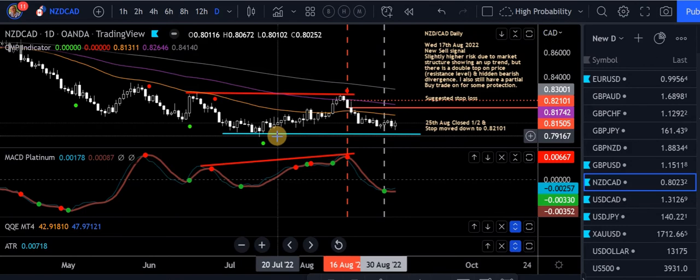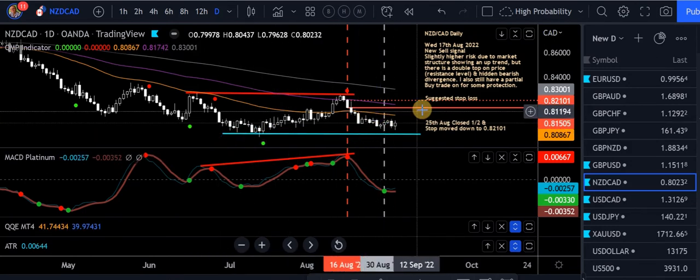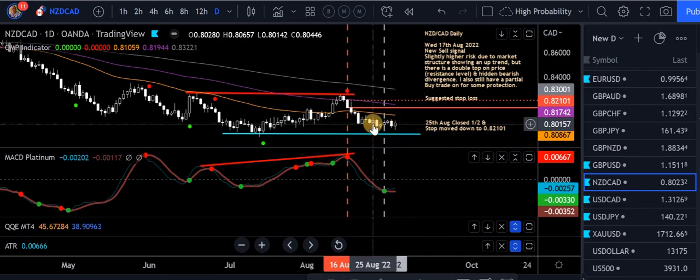This one might be one that's getting tightened up soon. Can't seem to break this low here. We've moved the stop, 25th of August. When was that? In here somewhere? Yeah, 25th, on the open.